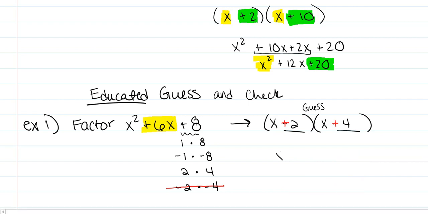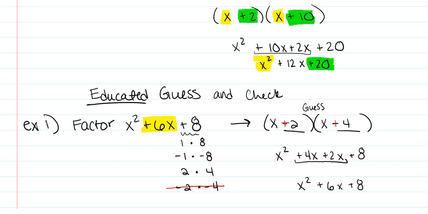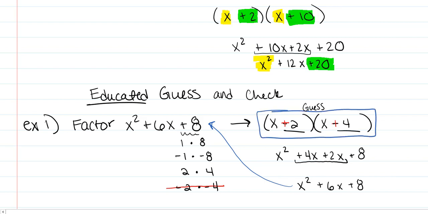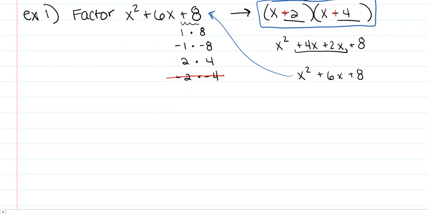All right, distributing again, I get x squared plus 4x plus 2x plus 8. Combine my like terms, x squared plus 6x plus 8. All right, and now I see that it is the exact same as the quadratic trinomial that I needed to factor. That means this is factored correctly. X plus 2 times x plus 4 is equivalent to x squared plus 6x plus 8. Let's take a look at one more example.